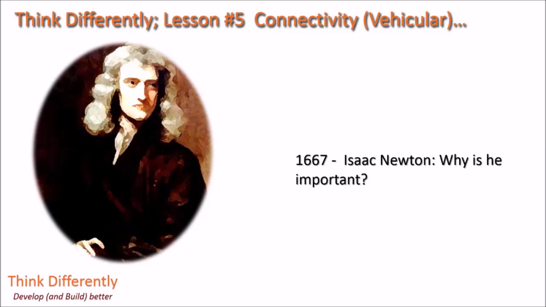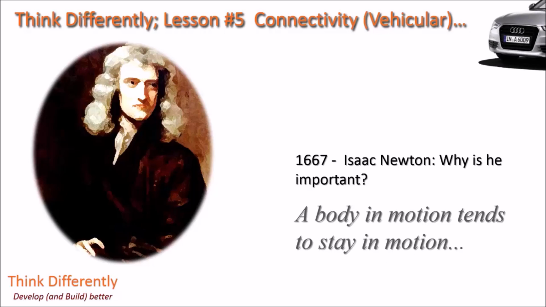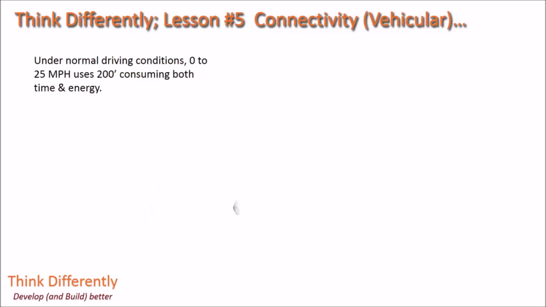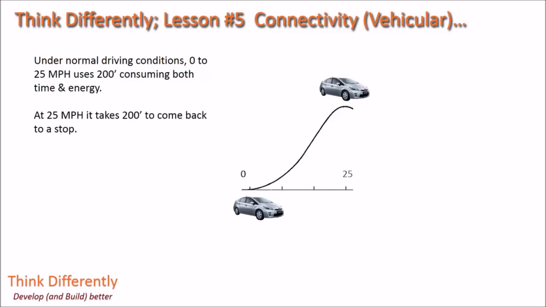So why is Isaac Newton so important? Well, he stated a body in motion tends to stay in motion. And that body is a car. And a car is hard to get going, and it uses a lot of energy to get that car going. So under normal driving conditions at 25 miles an hour, which is U.S. residential speed, it'll take 200 feet, or something like 66 meters, to get that car up to cruise speed, normal driving, and another 200 feet to come to a stop.